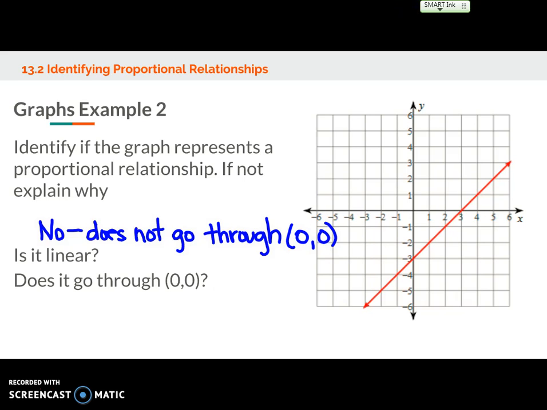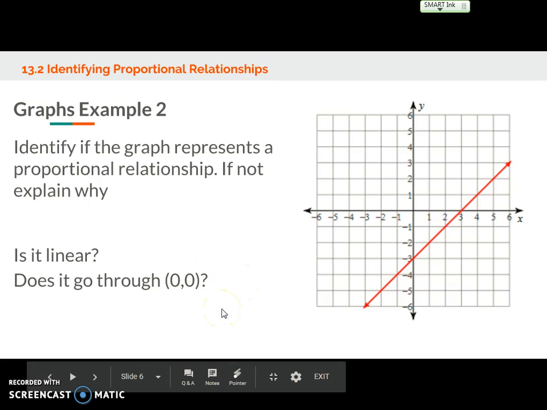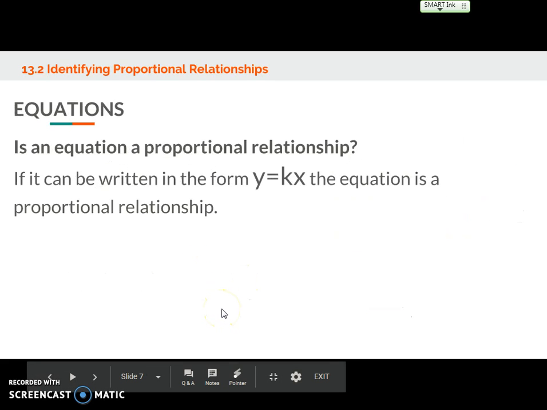Okay, so I would write no, and remember if it's no, you have to explain why. So I would just say it does not go through the point (0, 0). If it's not a straight line, you could say no, it's not linear, and it doesn't go through the point (0, 0). All right, so those are looking at graphs. Those two things have to be true in order to be a proportional relationship.